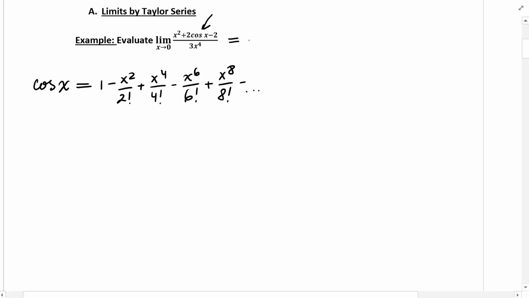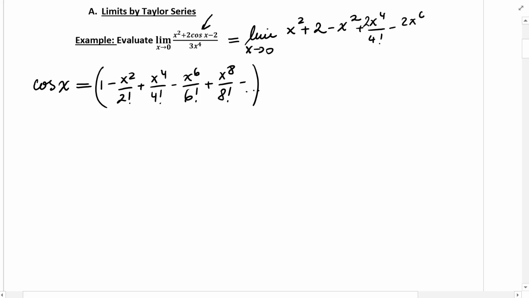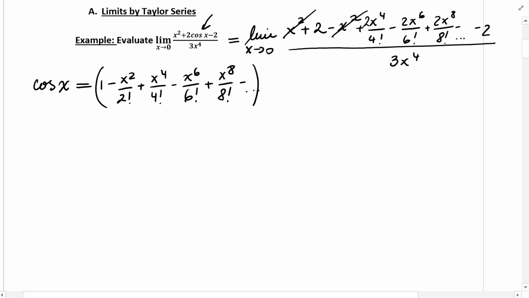So if we replace that here, limit as x is approaching 0 of x squared plus 2 times this whole quantity, so it's 2 minus x squared plus 2x to the 4 over 4 factorial minus 2x to the 6 over 6 factorial plus 2x to the 8 over 8 factorial minus and so on, minus 2, everything over 3x to the 4th. So here I actually don't need these parentheses, so dot dot dot minus 2. Now this x squared cancels with this one.